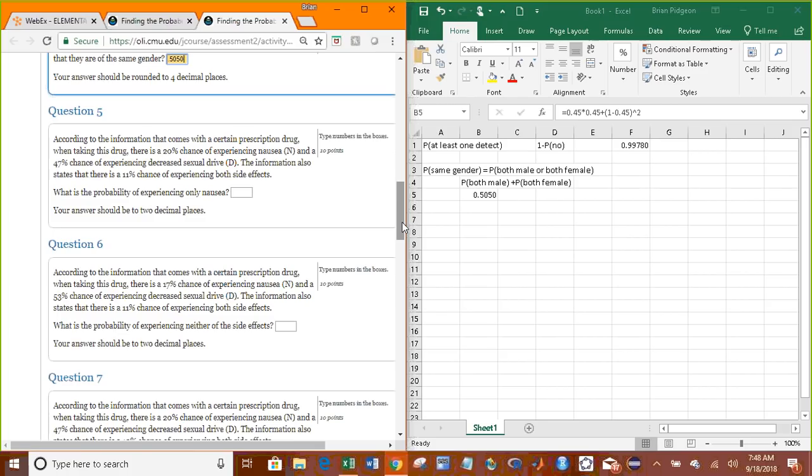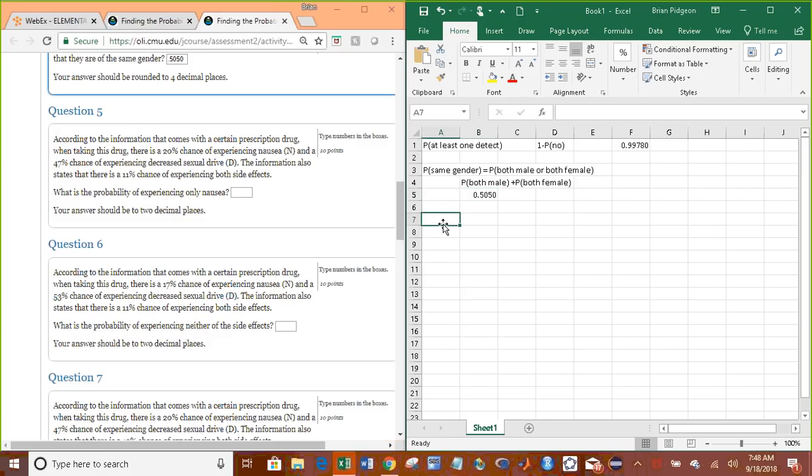According to the information that comes with a certain prescription drug, when taking this drug, there is a 20% chance of experiencing nausea and a 47% chance of experiencing decreased sexual drive. The information also states that there is an 11% chance of experiencing both side effects. So what is the probability of experiencing only nausea? Meaning, we don't want any decreased sexual drive. We just want nausea.